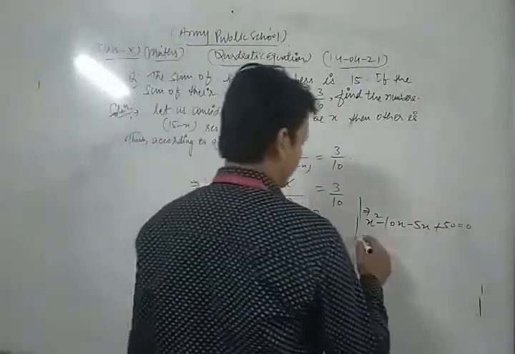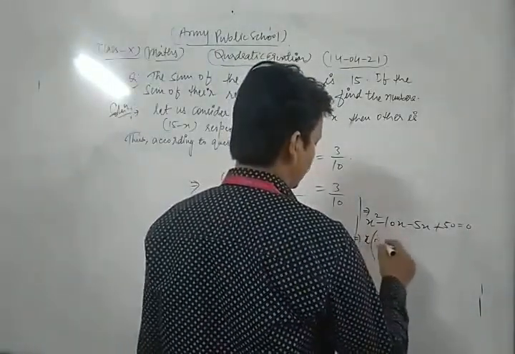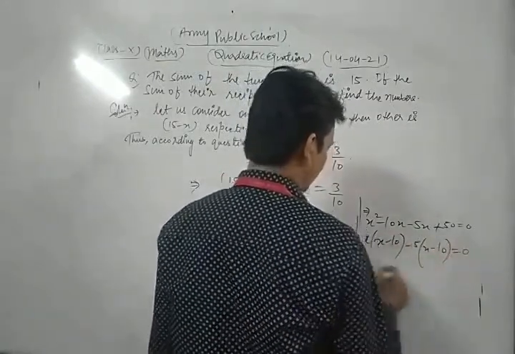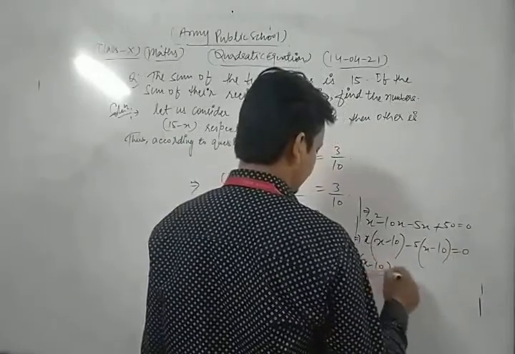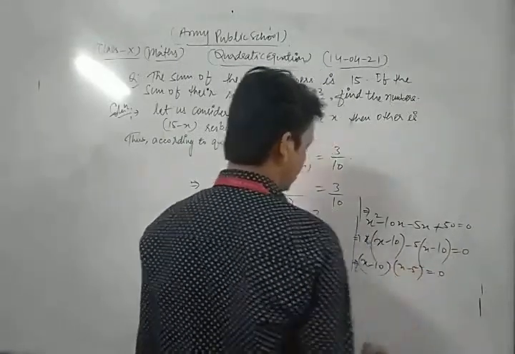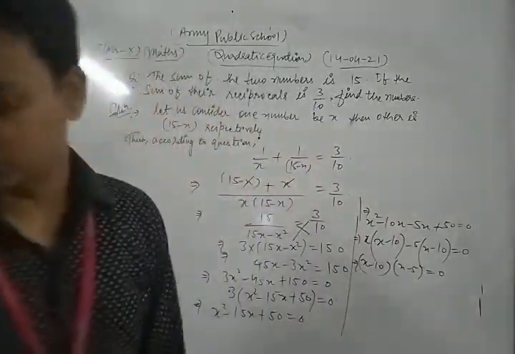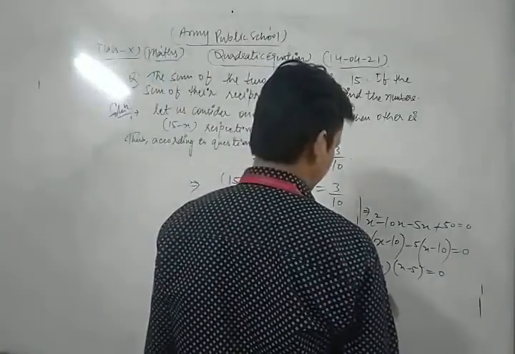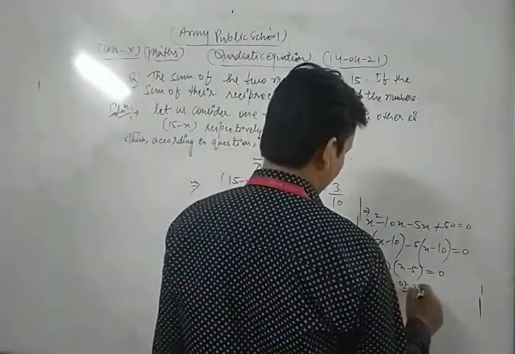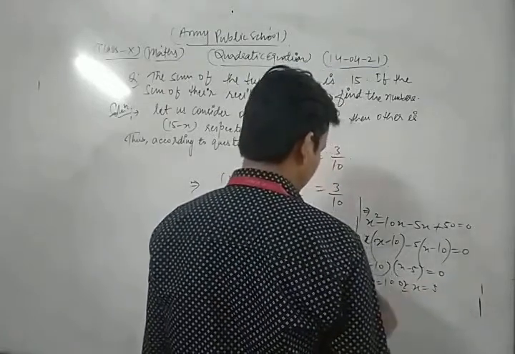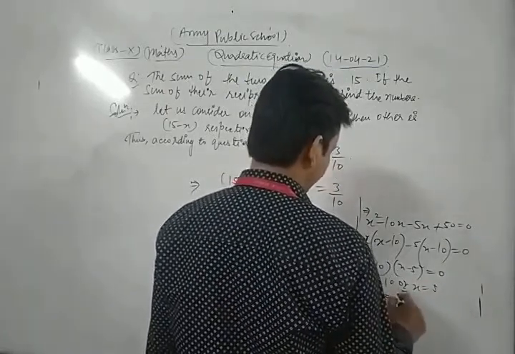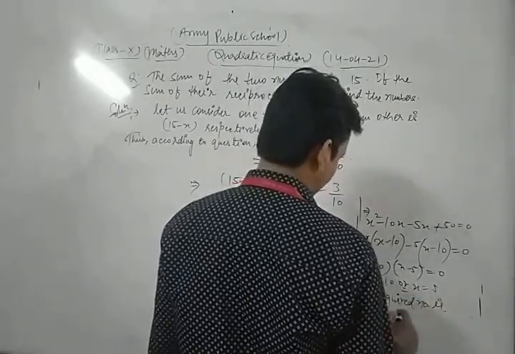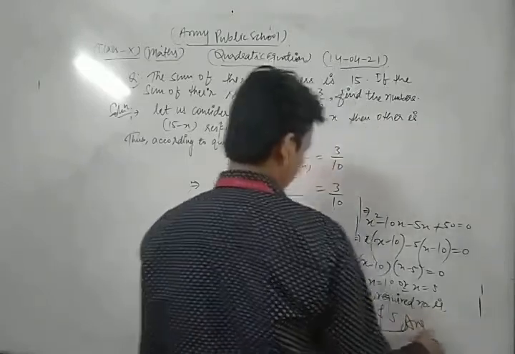Now we take x as common, so we get x minus 10, and here minus 5 as common, so x minus 10 in one bracket and x minus 5 in one bracket is equal to 0. So x minus 10 is equal to 0 gives x is equal to 10, or x is equal to 5. Thus the required numbers are 10 and 5. This is the required solution.